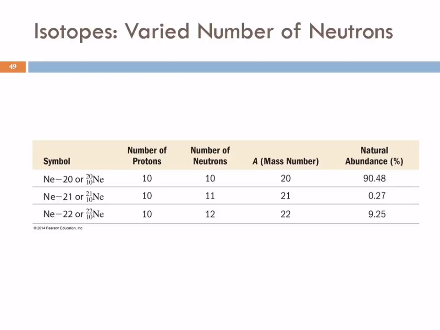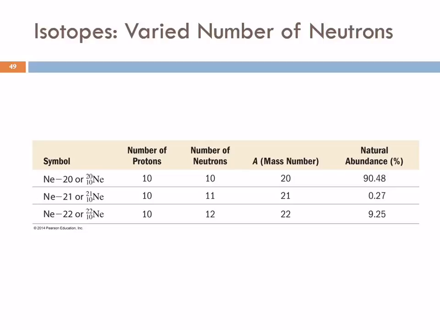So here's a table from your textbook showing those 3 different isotopes of neon. Here are 2 different versions of the symbols for them. You'll notice that each of them has 10 protons because they're all neon, and all neon atoms have 10 protons. Then this gives the number of neutrons. Here's the mass number, which is protons plus neutrons. And then this is the natural abundance, which is determined experimentally. So 90.48% of neon is neon-20. Only 0.27% is neon-21, and 9.25% is neon-22.